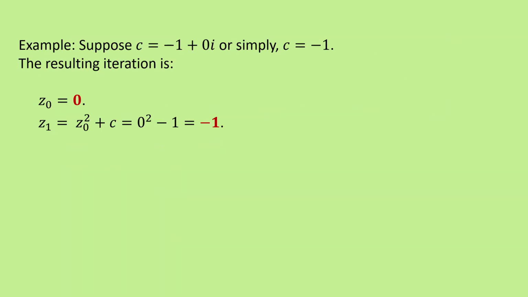Here's a similar example. This time c is equal to negative 1. Again, there's no imaginary part. We set z0 equal to 0. z1 is equal to 0 squared plus c, which is negative 1.